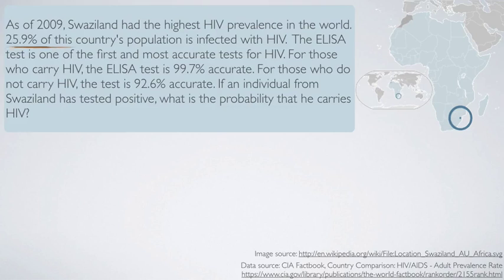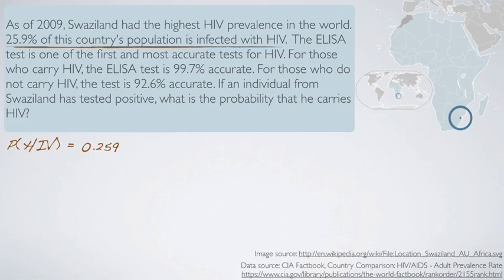So, we're told that 25.9% of this country's population is infected with HIV, so the probability of having HIV is 0.259. We also know something about the accuracy of the test, which seems to vary depending on whether the person has HIV or not. This is very common for medical tests. They tend to have different accuracy rates for whether the patient has a disease or does not have the disease.